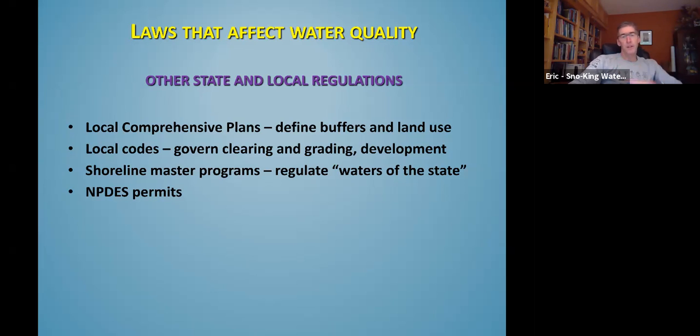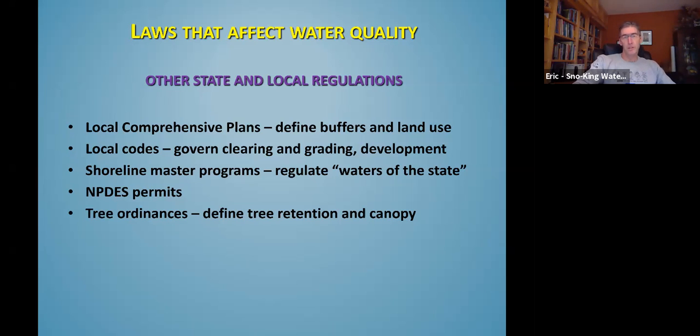Another area that affects water quality is something called NPDES permits. Sounds very technical. It stands for National Pollutant Discharge Elimination System. And that's something that all cities and counties and some large private developers or private industry have to get a permit with the Department of Ecology that essentially specifies how they're going to handle their stormwater. This is something that gets updated periodically, and this actually has a huge effect on water quality because it really defines how that city or county is going to regulate their stormwater runoff and water quality.